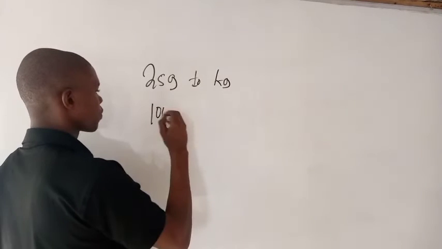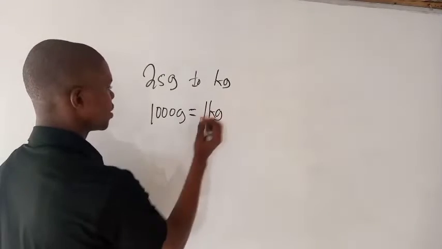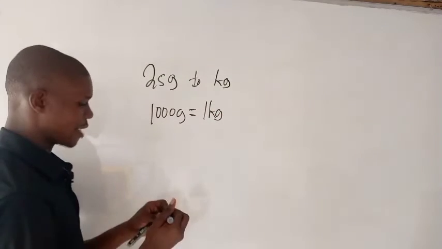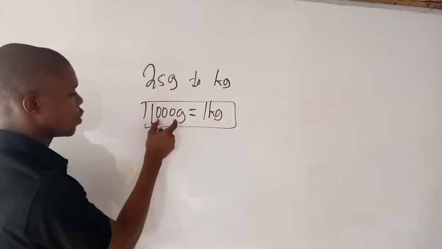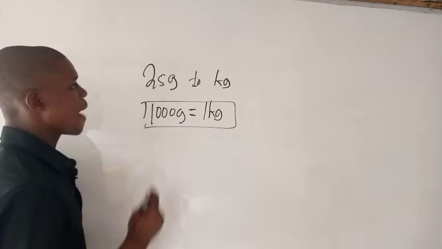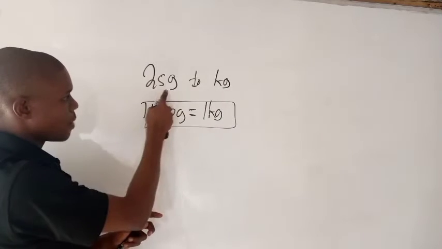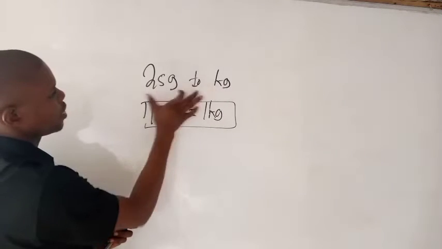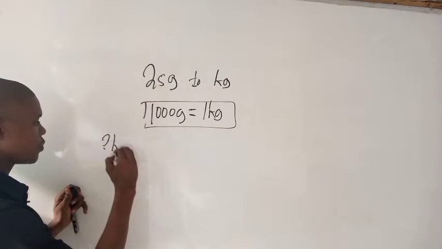So now we already know that 1,000 gram equals 1 kilogram. Do you get that? This is the relationship between gram and kilogram. So after knowing this, what are we converting to? We are converting to kilogram. So we are converting gram to kilogram, and you are going to express it in a mathematical statement.